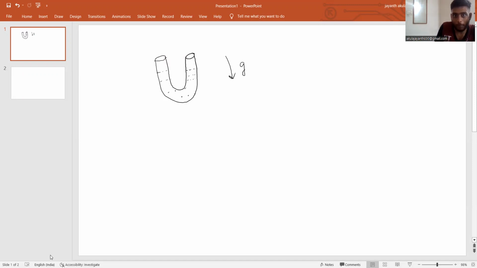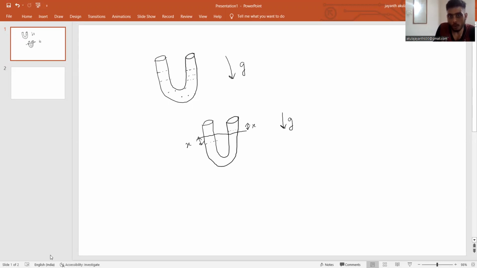Now what happens if you disturb the liquid at the left hand? We'll try to push down the liquid at the left hand. Let us assume that we push the liquid by x downward. By conservation of mass, the liquid at the right end will go up by x. This will be x and this will be x. And by logic, we can say if we leave the liquid here, it will oscillate.